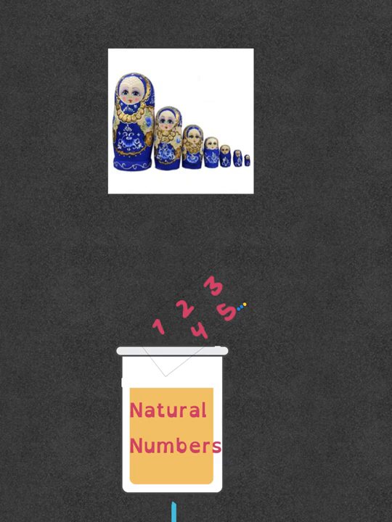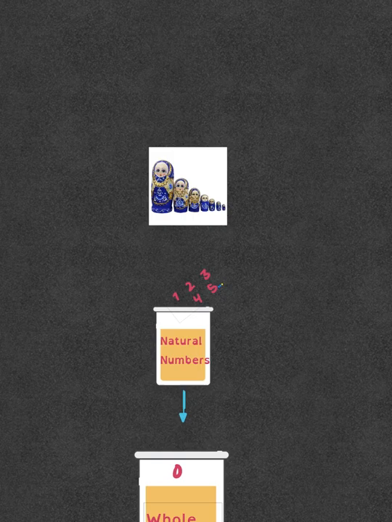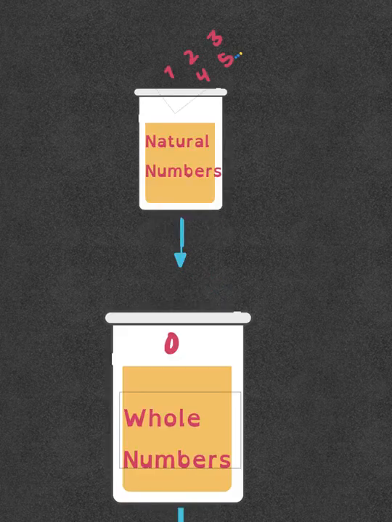Now, I want you to think of a Russian nesting doll. Russian nesting dolls are a set of wooden dolls in decreasing size that go inside of one another. This is very similar to the idea of subsets. Natural numbers are a subset of the set of whole numbers.